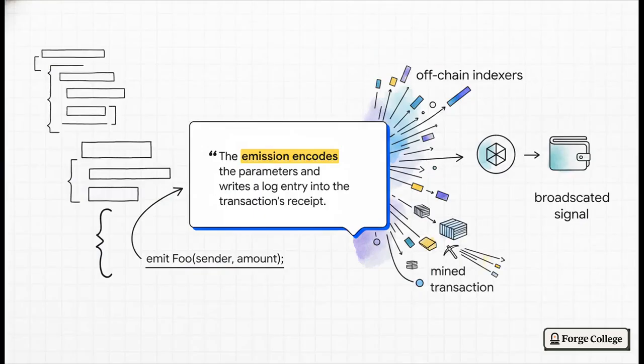By placing this exact line of code, emit foo, passing in the sender and the amount, right after a state change inside your function, you instantly alert off-chain indexers. Services like the Graph or various wallet analytics tools instantly know that something important just went down. The very second the transaction is mined, this broadcasted signal is live.